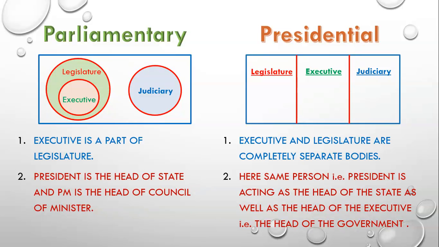Okay, for example friends, USA follows presidential form of government. So USA is also a state. So who is the head of USA? The president of USA is the head of USA, who has all the powers of USA. All the powers of USA are vested in the president of USA. But friends, who is the head of the council of ministers of USA? The president is the head of council of ministers of USA. Who is the boss of council of ministers of USA? So the president is the boss of council of ministers of USA.